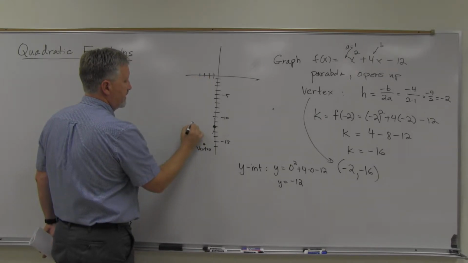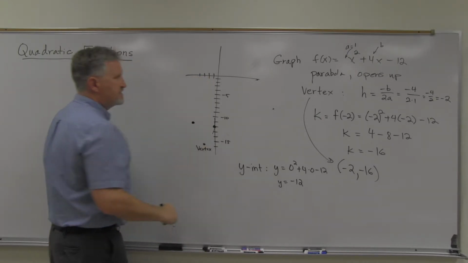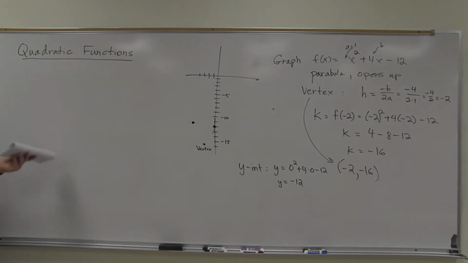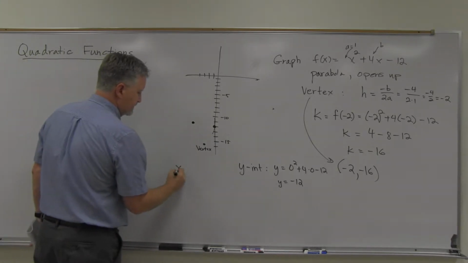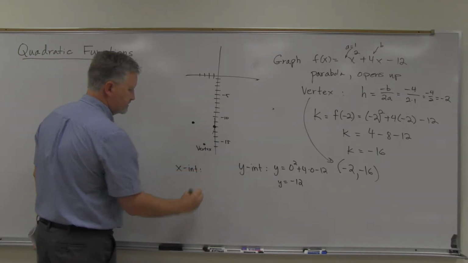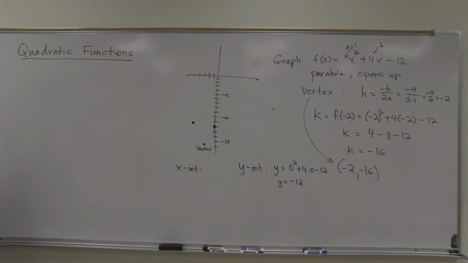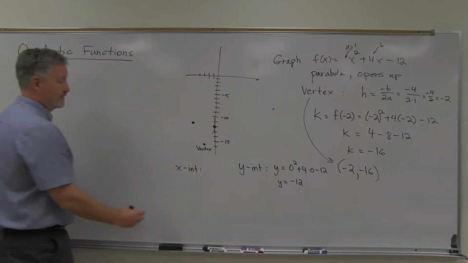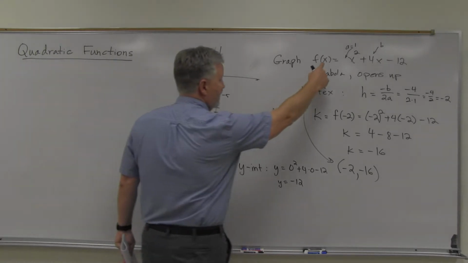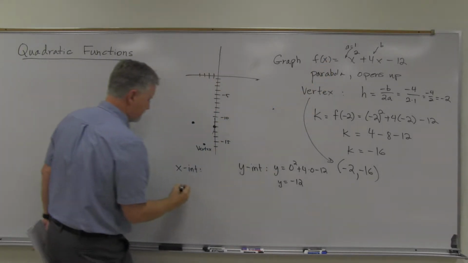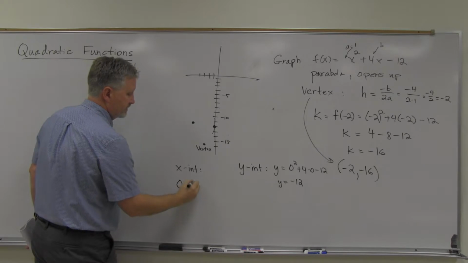So you do have a pretty good idea, but sometimes those intercepts are important, so let's go ahead and get the x-intercepts as well. How do I get the x-intercept? Y is 0 for the x-intercept. In this case, y is f of x, so you just set f of x equal to 0.